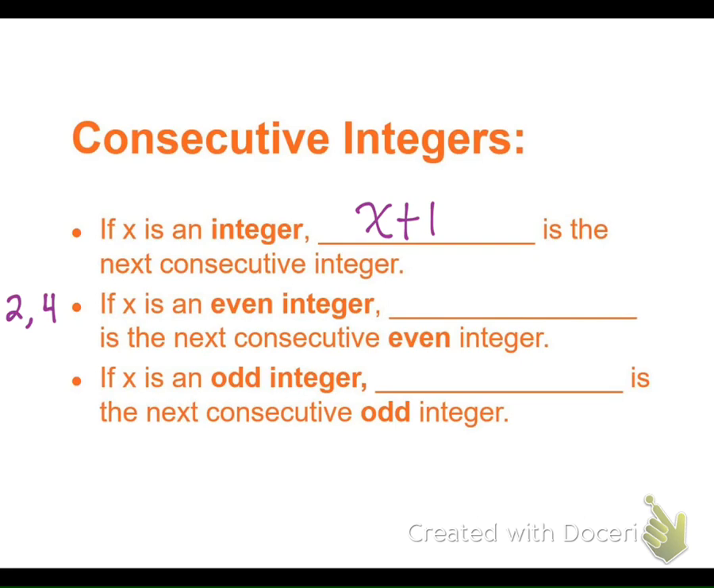Hopefully you're saying we went up 2. So to get to the next even integer, we would take x plus 2. The one that seems to trick some people is odd integers. If x is an odd integer, like 3, what's the next odd integer? Well, that would be 5. How many did we have to add to get from 3 to 5? Only 2. We only had to add 2. So if x starts off odd and you want the next odd, you're still just adding 2. x plus 2.